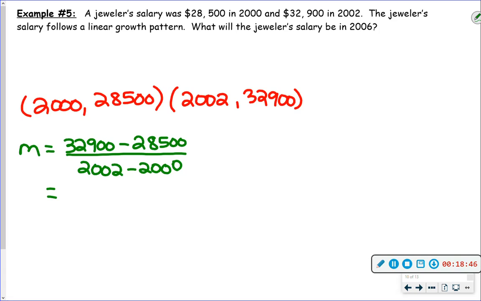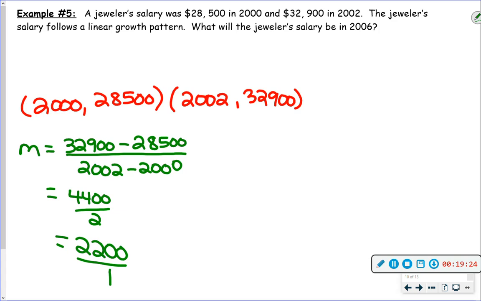All right, what's your slope? Olivia, what do you got? 4,400 over 2. Like it. And then I'm just going to divide that out. Now, why is this significant to our problem? Why is the slope relevant to the jeweler's salary? Well, slope, remember, is also what we call the rate of change. You're comparing the salary to the years. So really this is over now 1. So every 1 year, he's getting a $2,200 raise. So every single year, you're making an extra $2,200.